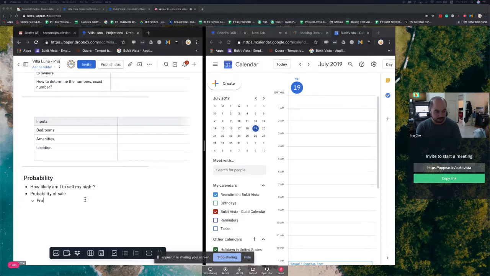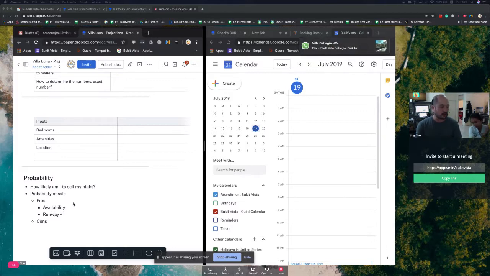What improves it? The inventory? Yes, you're right. The availability. If the calendar is very available, then you're more likely to get a sale. If the calendar is fully blocked, then there's no likelihood of a sale on that night. What else improves the probability of a sale? How close is the date? Okay, the runway.